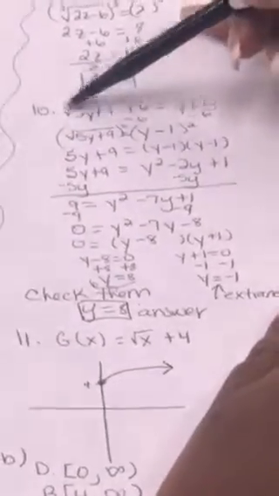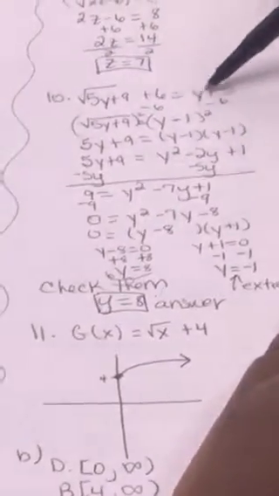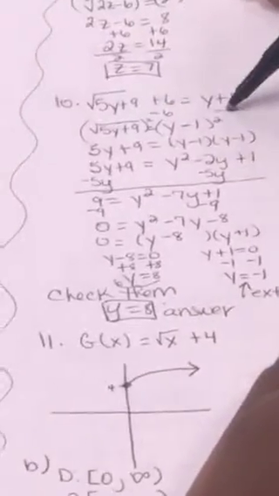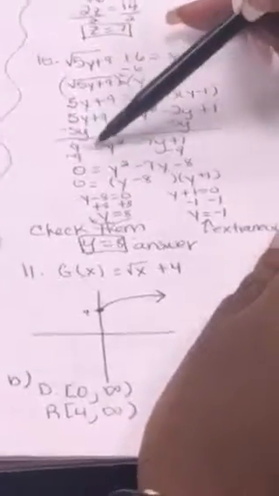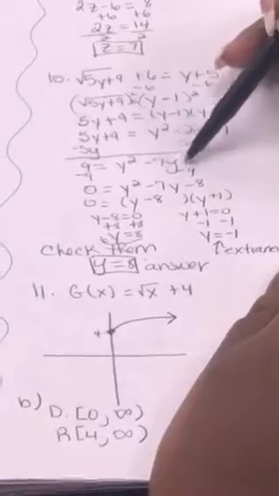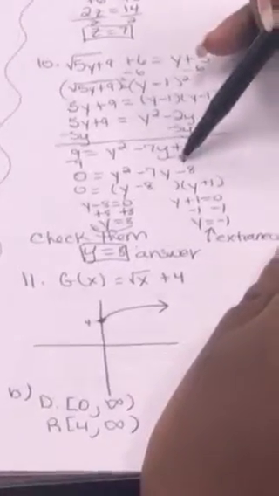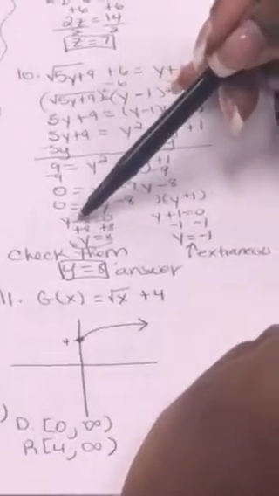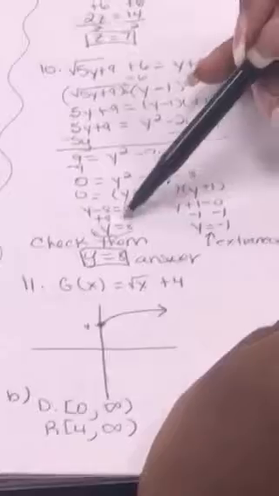10. Square root of 5y plus 9, plus 6 equal y plus 5. Subtract the 6 from both sides. Square both sides. You get 5y plus 9 equal y squared minus 2y plus 1. I notice that this looks like it's going to be a quadratic, so I want one side to be equal to 0. Subtract 5y from both sides. You get 9 equal y squared minus 7y plus 1, minus 9 on both sides. So then you have a quadratic that you can factor. So I got y minus 8 equals 0.